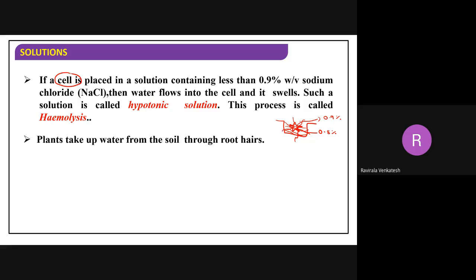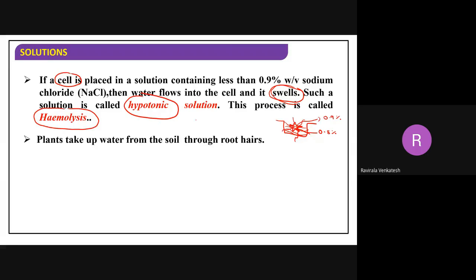Because of this, what happened? A huge amount of water will be there inside the cell. Now the cell will swell. The cell will be expanded. Swelling of the cell takes place. Such solutions are called hypotonic solutions, and the process is called hemolysis.